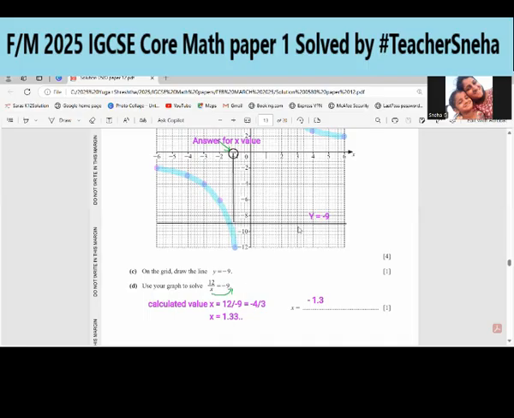So you remember we drew this line y = minus 9. Now wherever this line touches the graph that you have already sketched for 12 upon x, from there you draw a vertical line, like a perpendicular line to the x-axis, and wherever this line touches the x-axis, that particular point's value is your answer for x. If you look closely, our value is slightly further than minus 1 on the x-axis. So our calculated value as well as our graph value is x = minus 1.3.